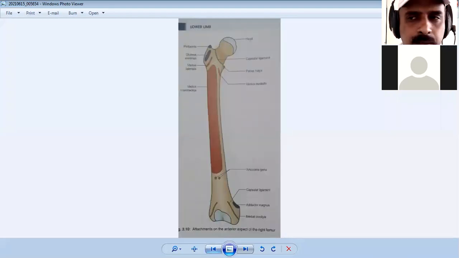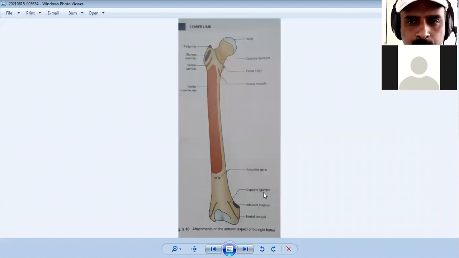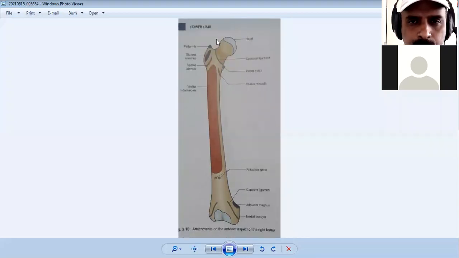So I have covered the important points of the upper end. The upper end of the femur consists of the head, neck, greater trochanter, lesser trochanter, intertrochanteric line, intertrochanteric crest, and posteriorly the intertrochanteric fossa. This is the intertrochanteric fossa we have here. First, the detail we have to mention is about the head of the femur. It is rounded and hemispherical.